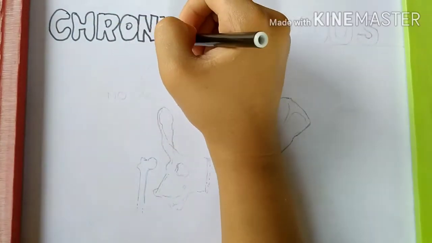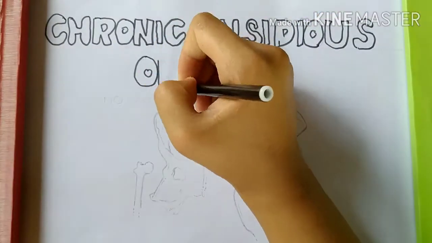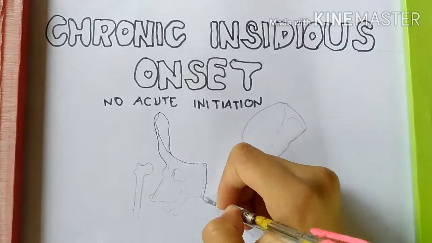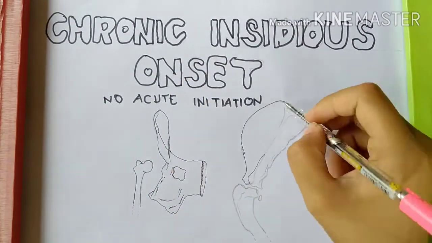Chronic insidious onset without an acute initiation is most typical of degenerative problems, especially those involving joint. Examples are hip dysplasia and osteochondrosis.